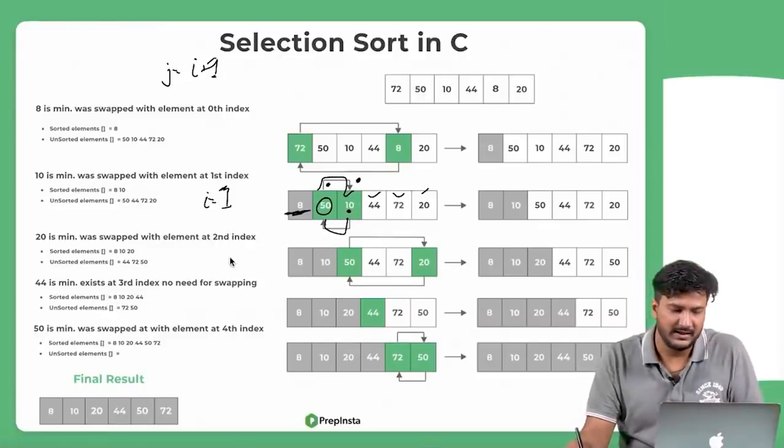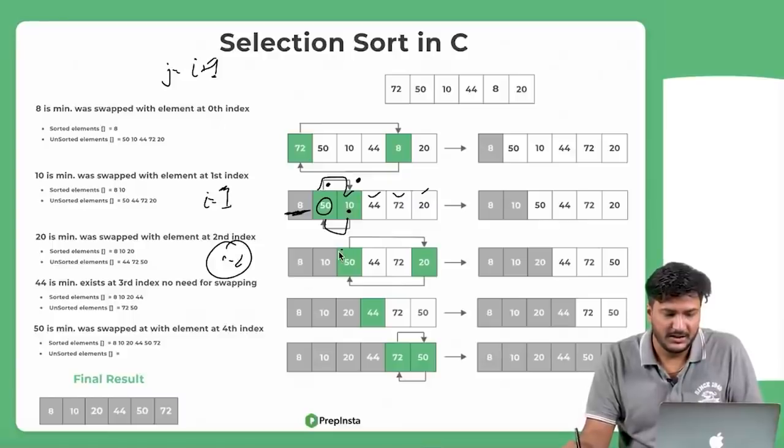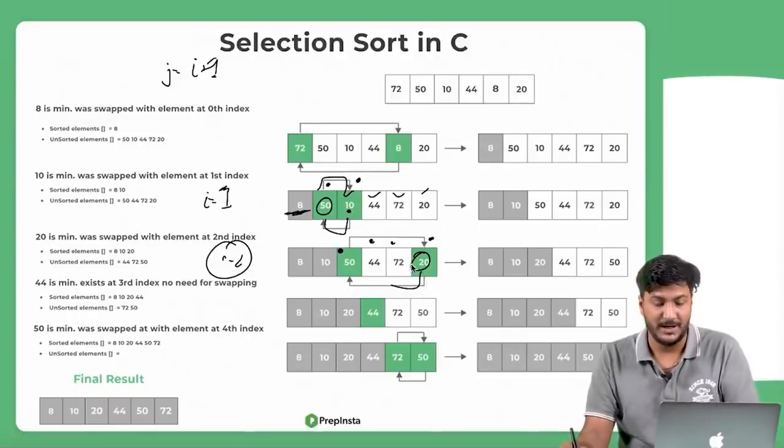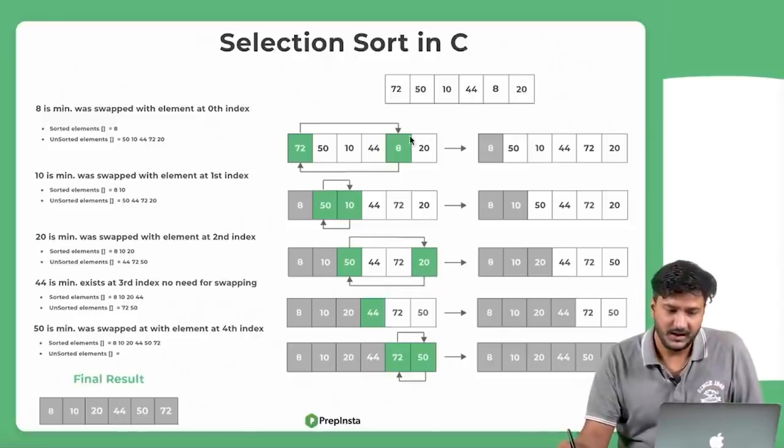Again, if I move forward, my i value would be 2, and my j value would start from here, here, and here. So I will compare, okay, 20, then again swapping. One more thing that you notice is that we are swapping things here, right?